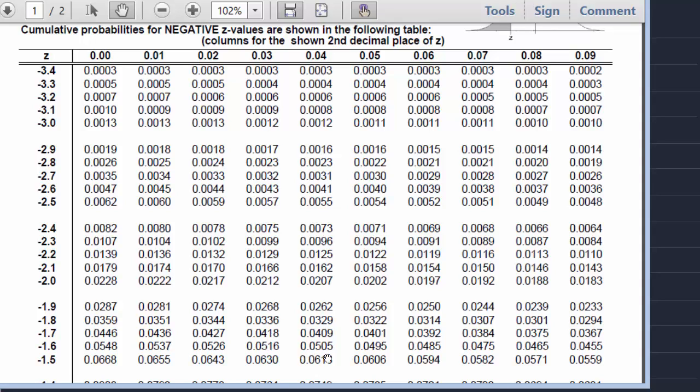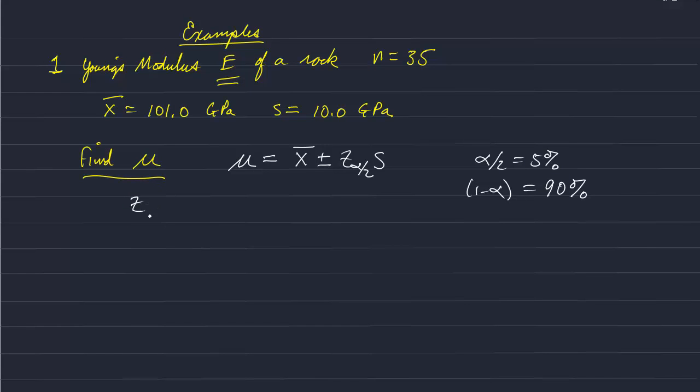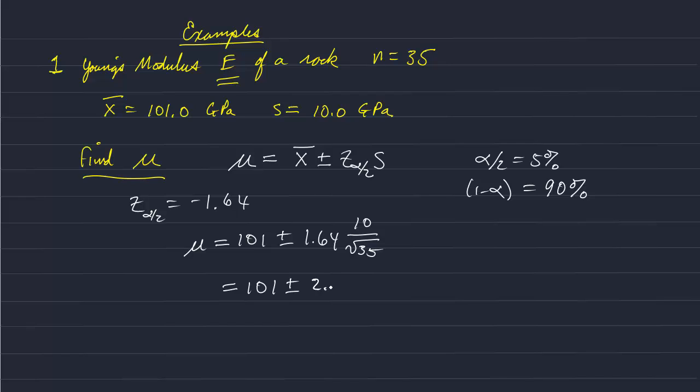The columns here are for the second decimal on the z values. So an alpha over 2 of 0.05 is minus 1.64. So that means that z alpha over 2 is equal to minus 1.64. And therefore mu is equal to 101 plus and minus 1.64 times our standard deviation, which was 10, divided by the square root of 35. And that gives us 101 plus and minus 2.77 GPa.